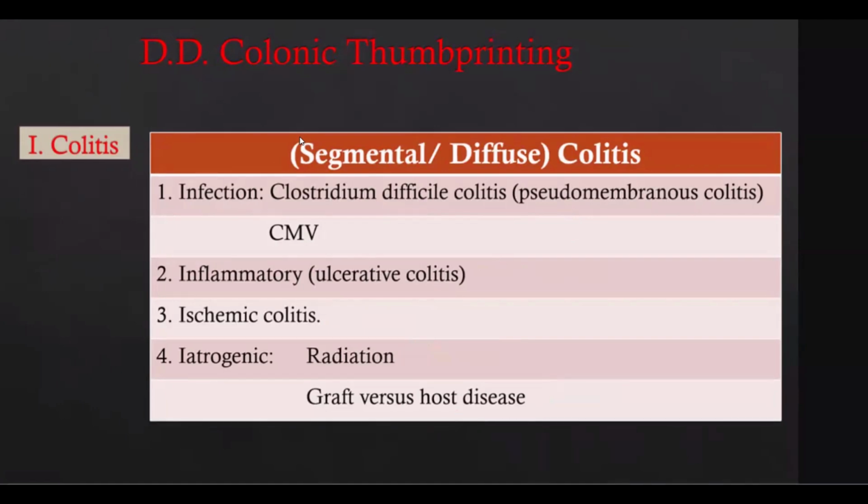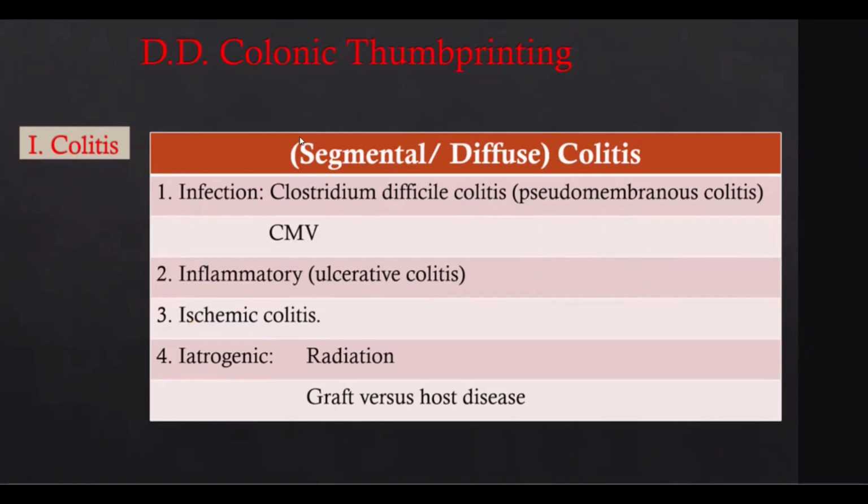So we have 4I. If you are in the exam and a little bit confused, think of 4I: infection, inflammatory, ischemia, iatrogenic. Those 4I can involve any part of the bowel. As we said, Clostridium difficile and ulcerative colitis can involve the whole colon. Ischemic colitis can involve part of the colon, iatrogenic also part of the colon.